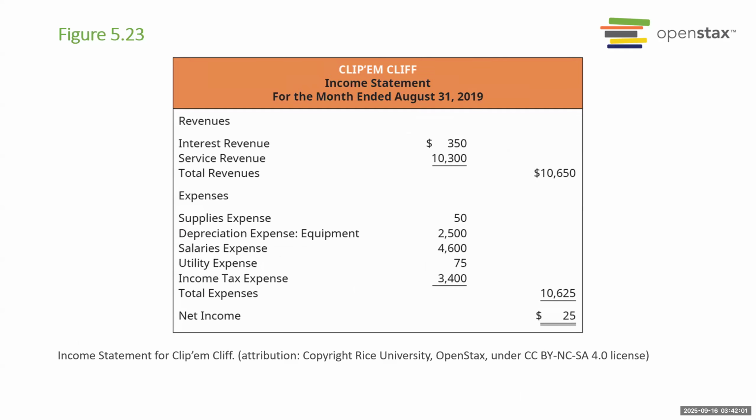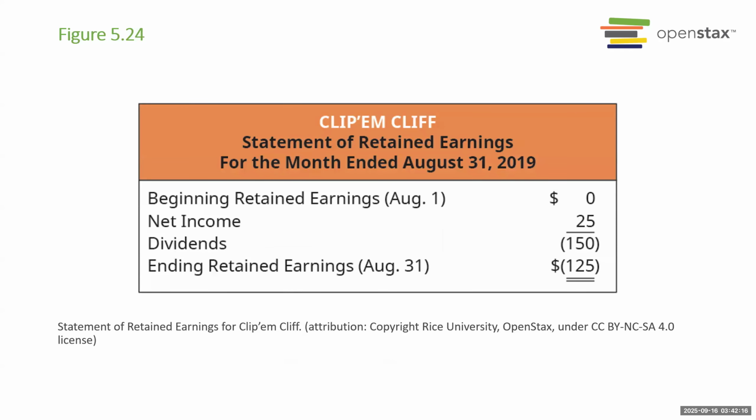From the adjusted trial balance, we can determine what's related to the income statement. So obviously our revenues and expenses, and then netted out, it would be net income of $25. Then we can generate our statement of retained earnings: zero beginning value, $25 net income, dividend of $150. Our ending retained earnings is negative $125.